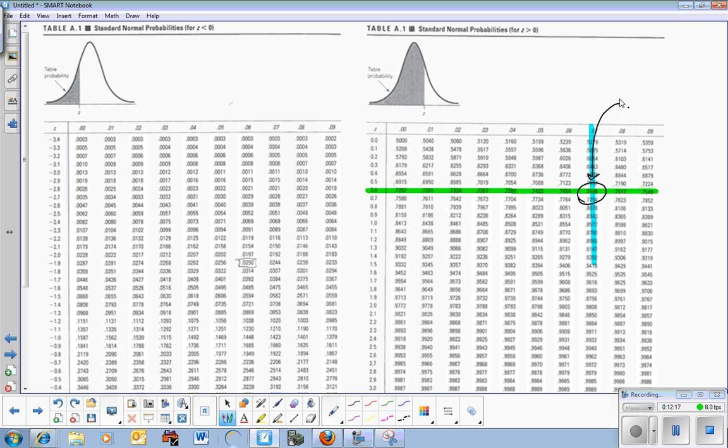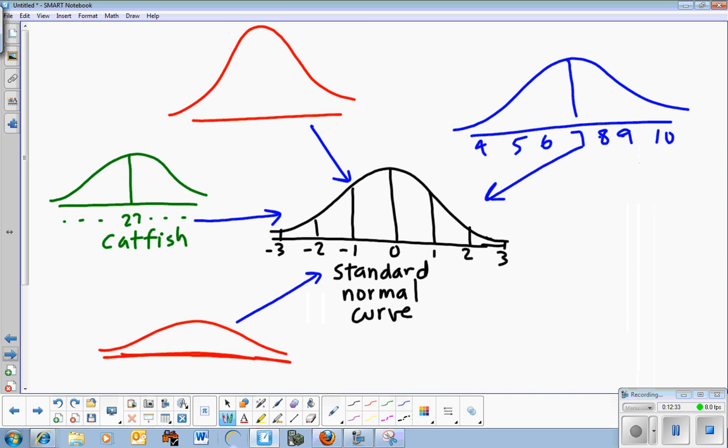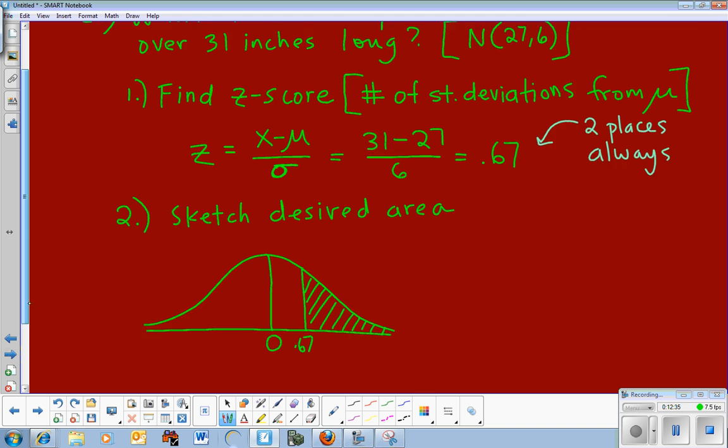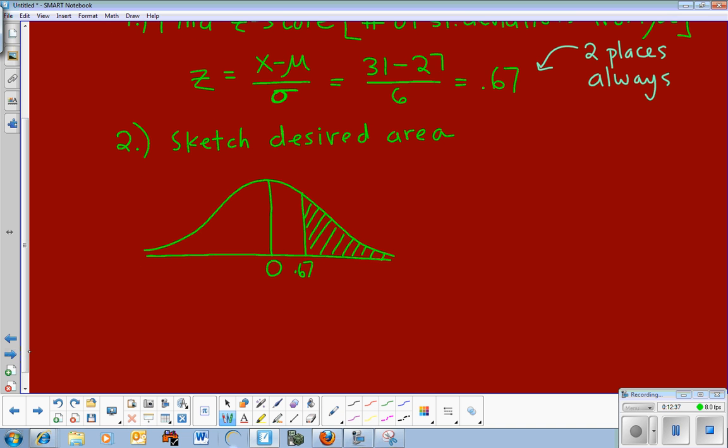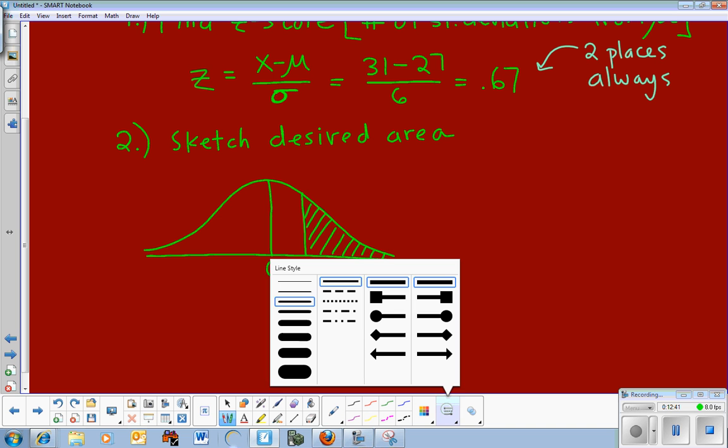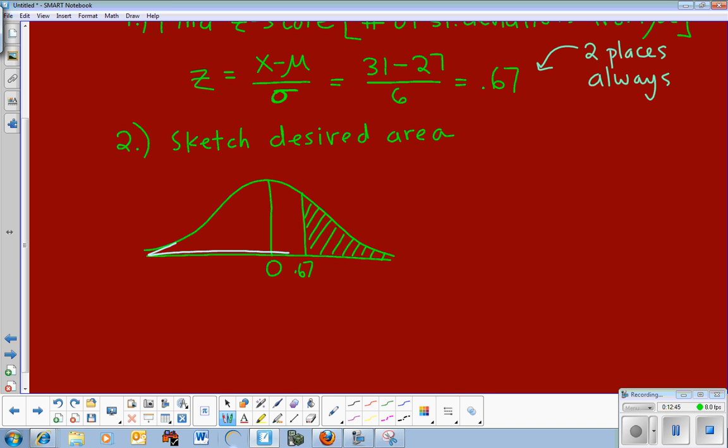Okay, that's 0.7486. So what that tells me is if I go to a z-score of 0.67 on the normal curve, 0.7486 is to its left. These numbers are all to the left, as shown in this picture up at the top. So 0.7486 is all of this area.